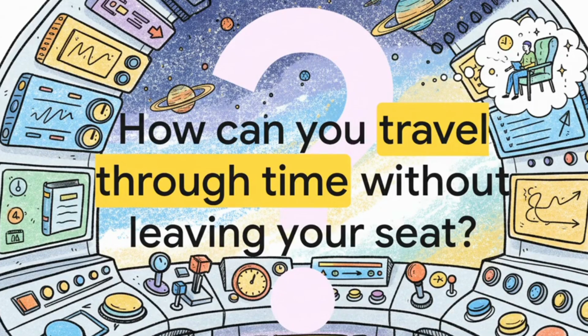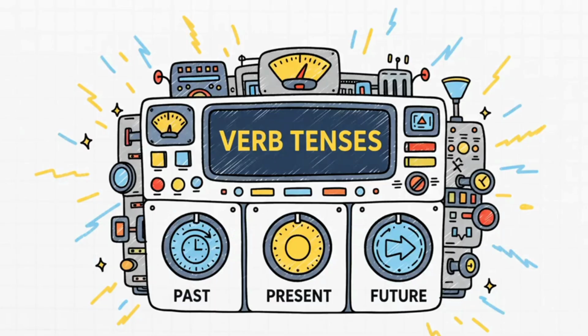So let me ask you something, and it's a puzzle you're already a total pro at solving, even if you don't realize it. How can you travel through time without even leaving your seat? How do you talk about what you did yesterday and what you're going to do tomorrow, all in the same breath? You got it. It's with your language's built-in time machine, verb tenses.